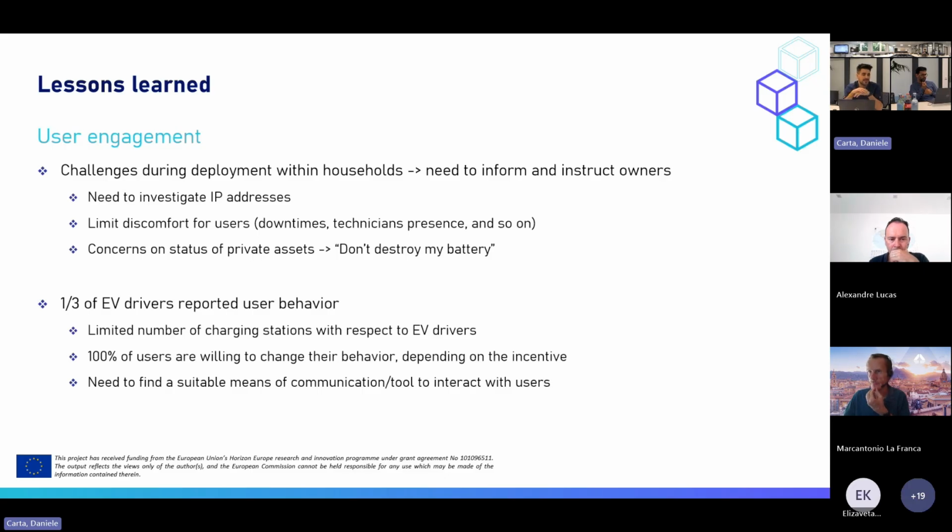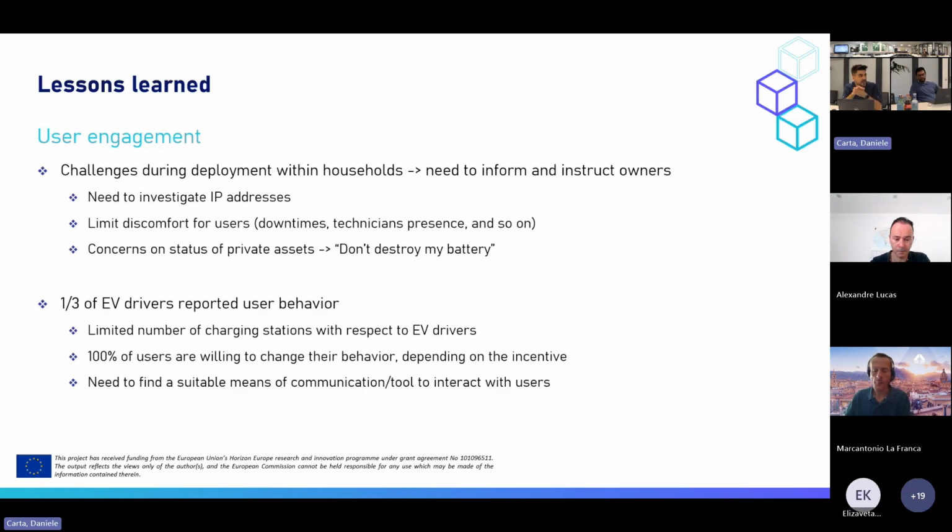And once they were properly explained all the aspects related to the demonstration phase, people were typically less concerned about their assets. And that's why, in the end, the demonstration in the Austrian pilot was successful.